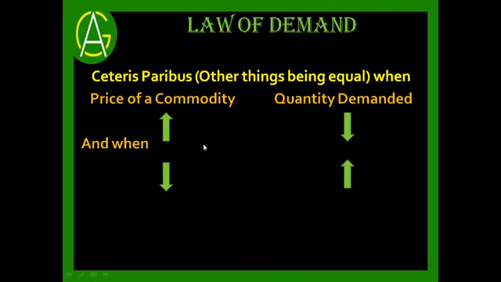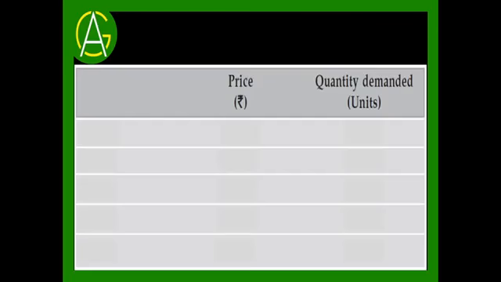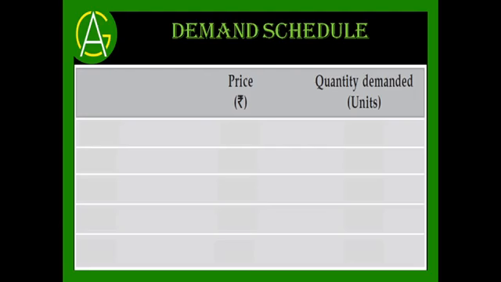When both the variables are moving into the opposite direction, it means that there is inverse relationship between these two variables. Inverse relation is also known as negative relation or indirect relation. Now let us prove this indirect relation with the help of a demand schedule.